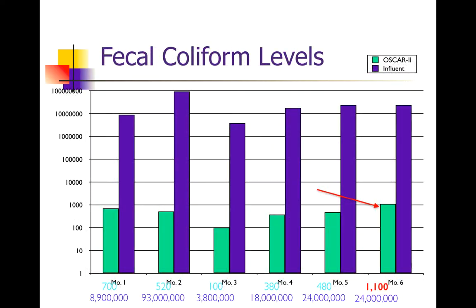Fecal coliform influent ranged from somewhere in the 6 to 7 million up to almost 100 million. Our average daily coming out ranged from a low of 100 fecal coliforms per 100 mL to our high in the 6-month test of just over 1100.